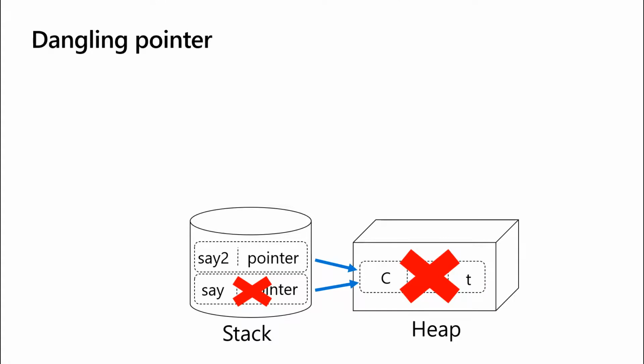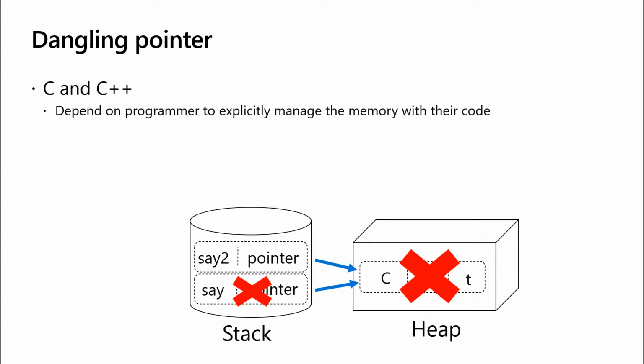This scenario, where you have a pointer on the stack pointing to data on the heap that is no longer valid, is known as a dangling pointer. This can cause your program to crash and can be a major security issue. Until Rust came along, there were two main approaches to preventing issues like this. Languages like C and C++ depend on the programmer to explicitly manage the memory used by their code. That means it is your responsibility to allocate or deallocate memory as your program needs it.